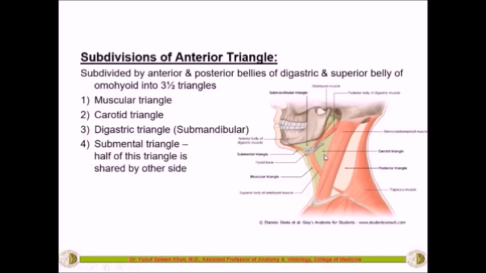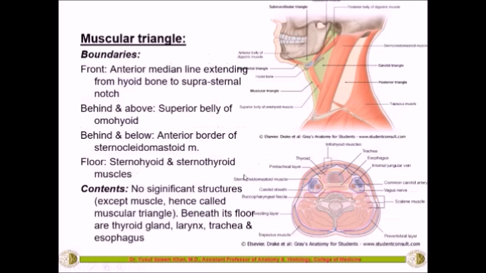Very important triangle, one of the most important triangles in the neck is the carotid triangle. The third triangle here, there is one more triangle, this is called the digastric triangle, or it is also called the submandibular triangle. And in the front there is a triangle which is called the submental triangle. Submental triangle, half on one side, the other half will be on the other side. Together on either side of the neck, it will join together to form the complete triangle. That's why it is called half of a triangle. So it becomes 3.5 triangles. So we'll discuss these triangles one by one.